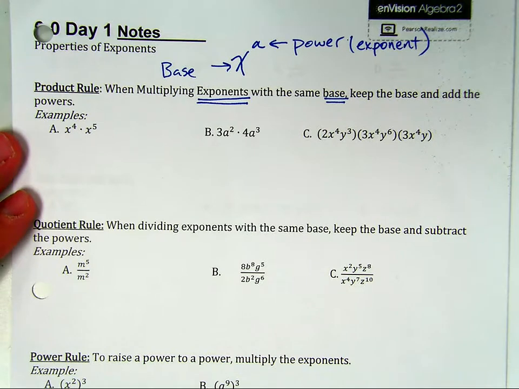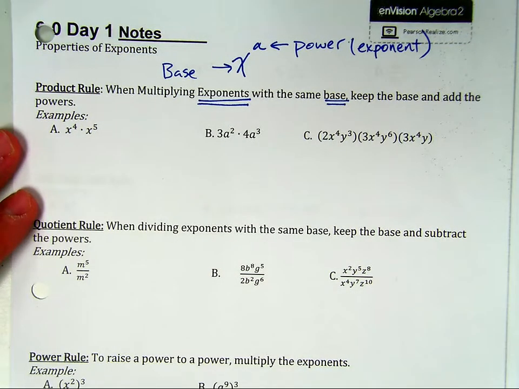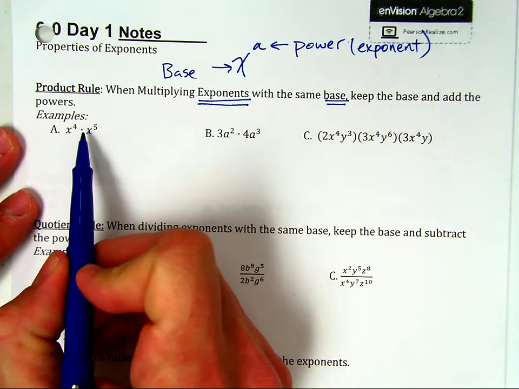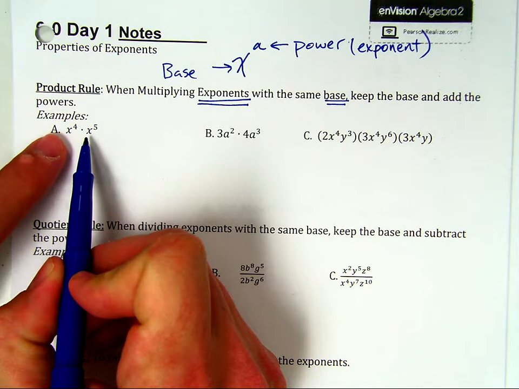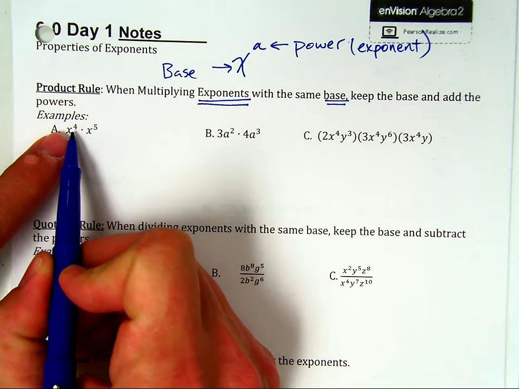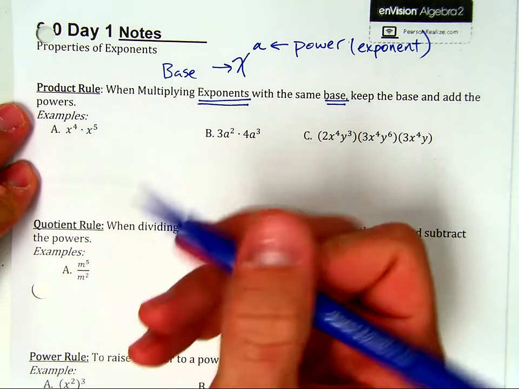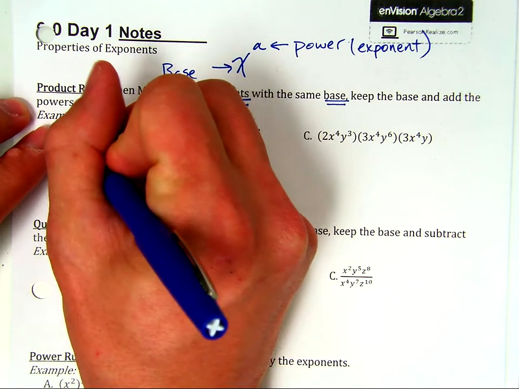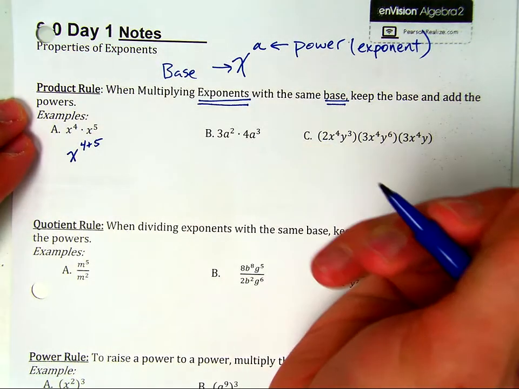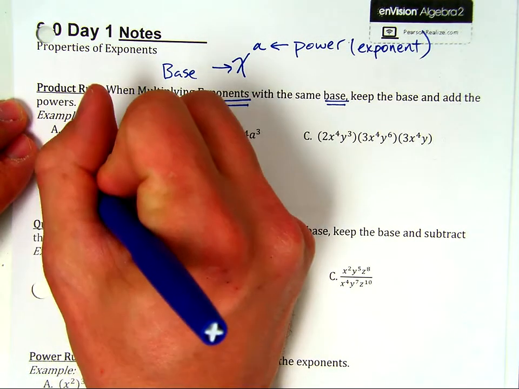So when we look at the first one, we take x to the 4th times x to the 5th. We are multiplying these 2 expressions, and they have the same base, a base of x. The first one has an exponent of 4, the second one has an exponent of 5. So when we simplify it, we keep the base and we add the exponents. So this simplifies to x to the 9th.